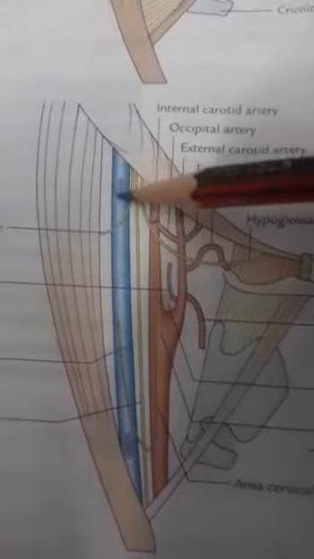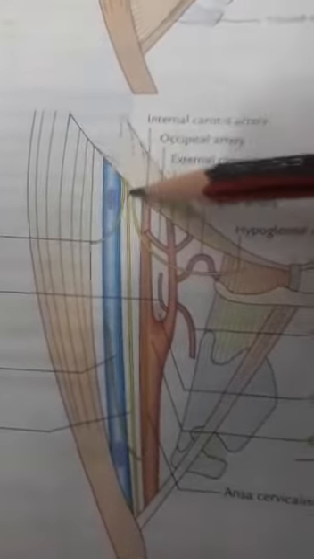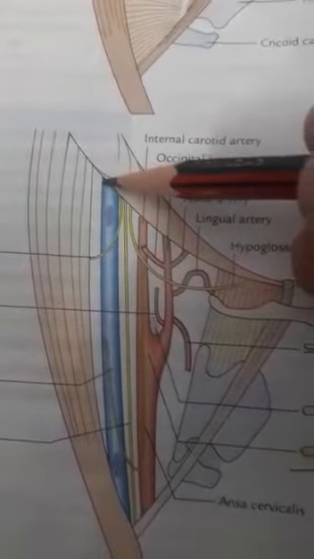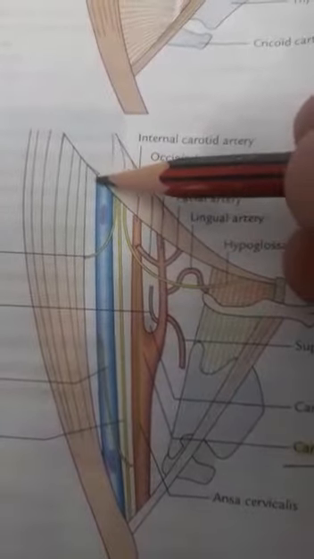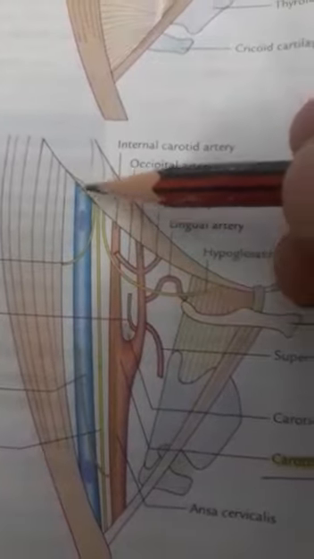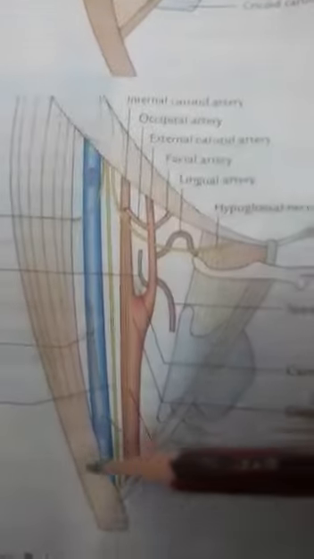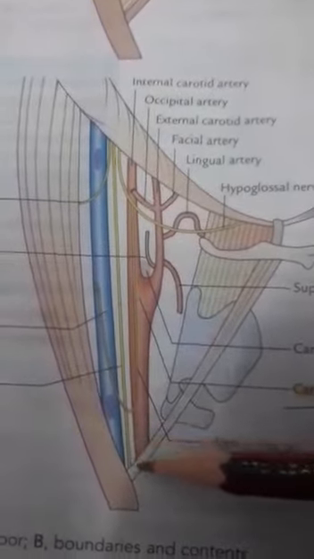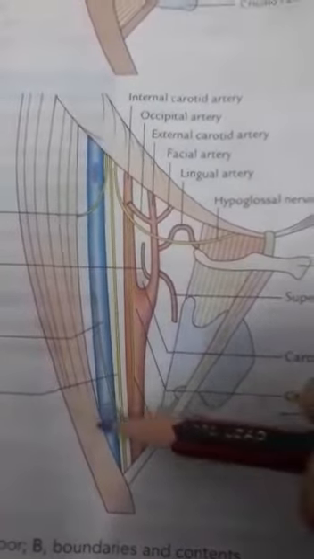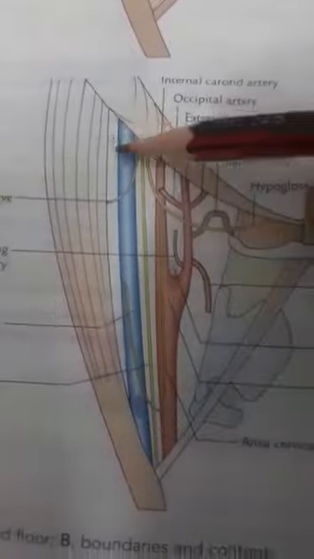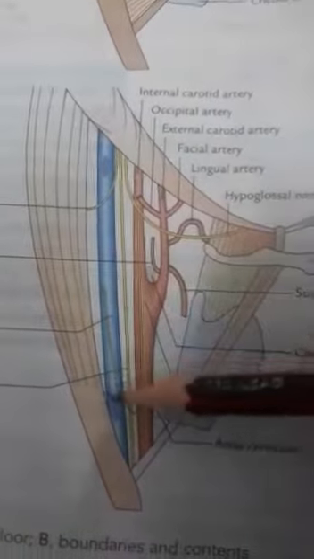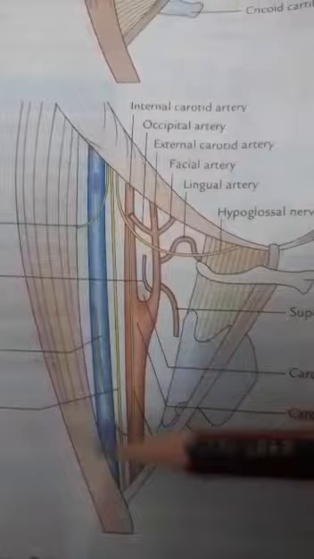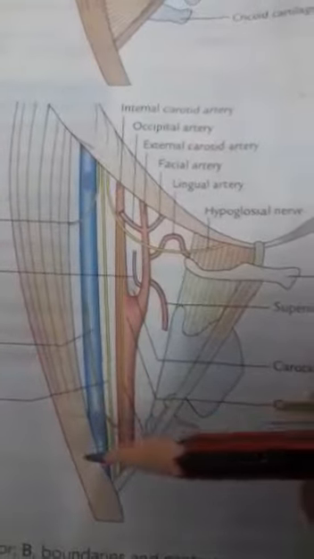nodes. The upper group, they are called jugulodigastric, because they are just at the angle of jugular vein and digastric. And another, this is jugulo-omohyoid, above the angle between the jugular vein and omohyoid muscle. So this group of lymph nodes, they are called jugulo-omohyoid, jugulodigastric, and other lymph nodes also lie along the wall of the internal jugular vein. They are deep cervical lymph nodes.